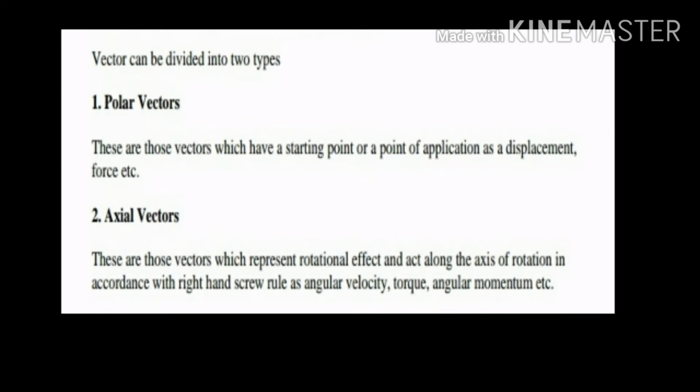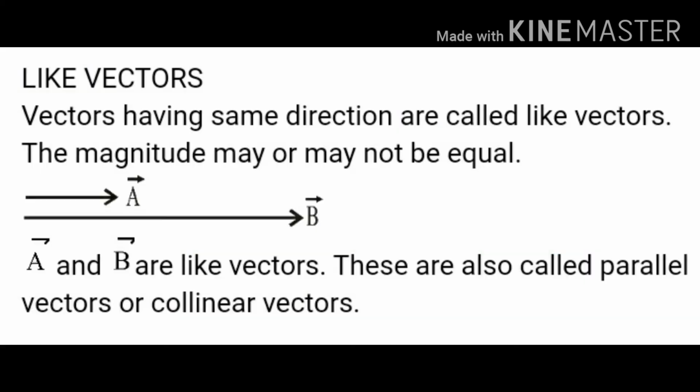Now in this chapter some types of vectors are used, which are like vectors. Vectors having the same direction are called like vectors. The magnitude may or may not be equal, as you can see on the screen. A vector and B vector are like vectors. These are also called parallel vectors or collinear vectors.